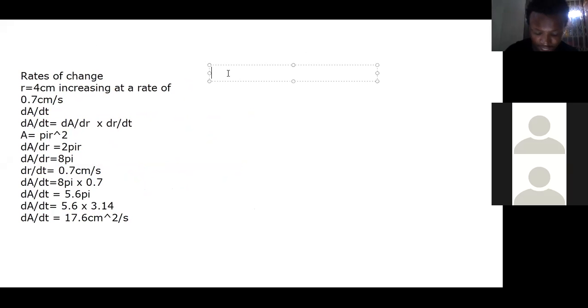Now let's take one. The radius r of a circle is 8 cm. I hope you are writing. It's 8 cm. At a certain instant, it is decreasing at a rate of 0.4. So the decreasing rate is 0.4 cm.